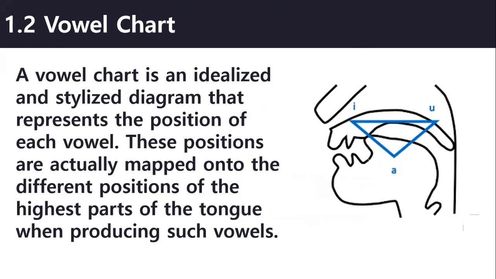Moving on to the vowel chart. A vowel chart, as shown in the picture, is an idealized and stylized diagram that represents the position of each vowel. These positions are actually mapped onto the different positions of the highest part of the tongue when producing such vowels. So as you can see, the E, U, A are separated in different positions of the tongue and the mouth.